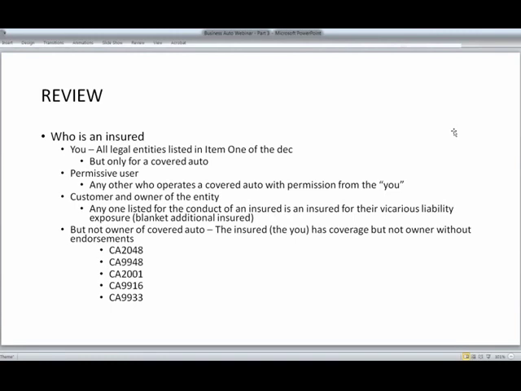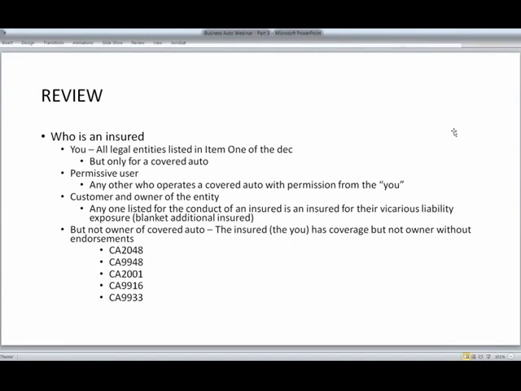CA 9948, CA 201, CA 9916 all change the non-owned autos to an owned auto for policy status, which makes the coverage primary, and it covers the owners of those vehicles for the liability of owning the vehicle.